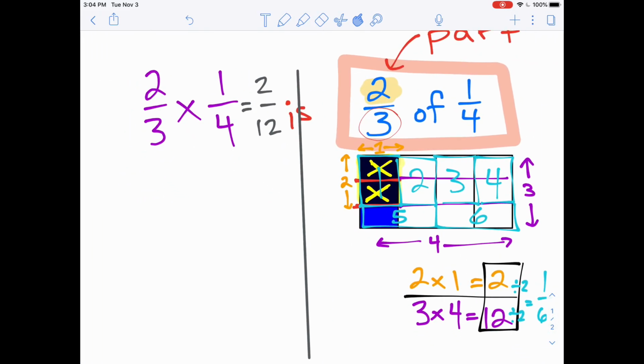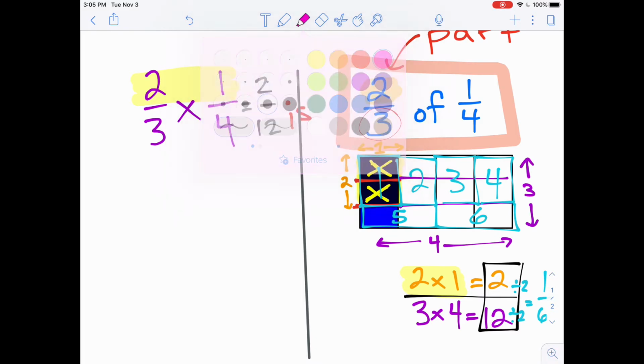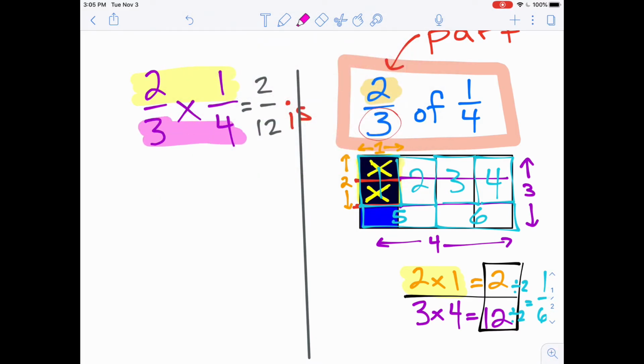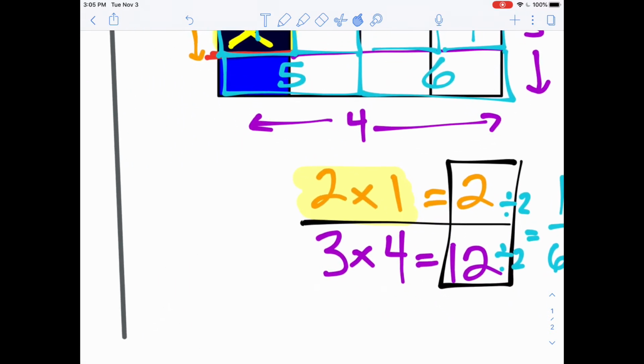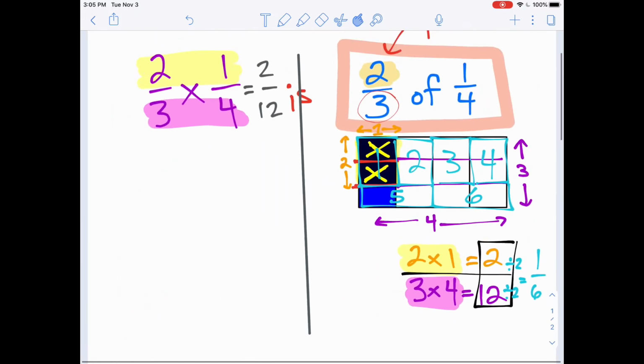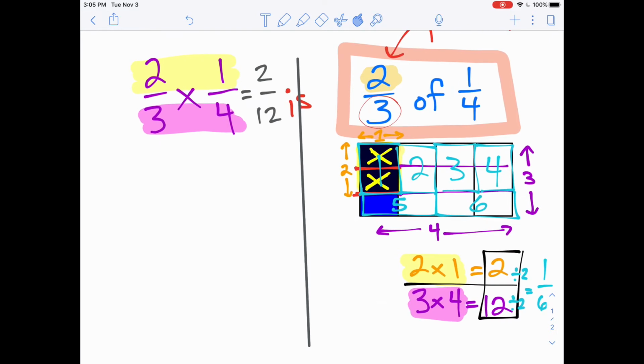And again, I want you to see where this 2 times 1 is. Here's 2 times 1 across. Here's 2 times 1 on the right and down there on the bottom. Here's 3 times 4 on the left side. And here's 3 times 4 on the right side. So this method isn't just a magic way that works. There's actually a reason why, all right?